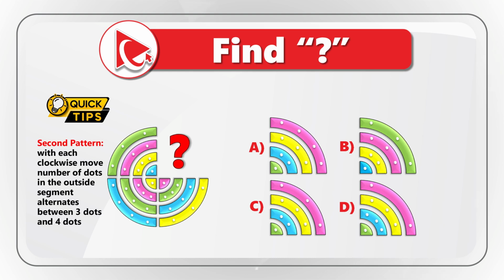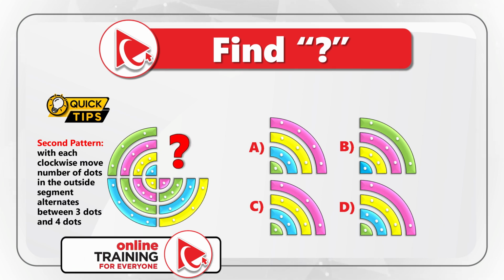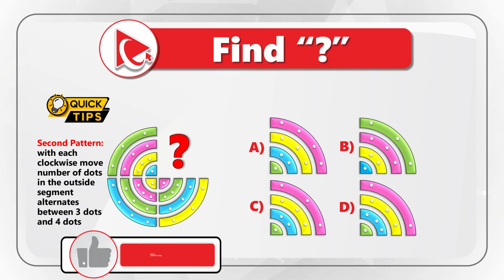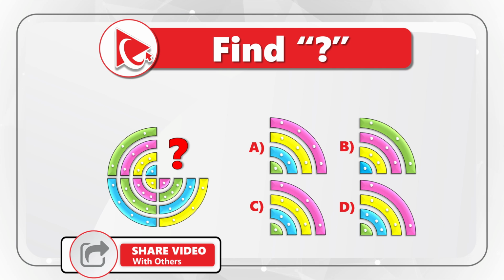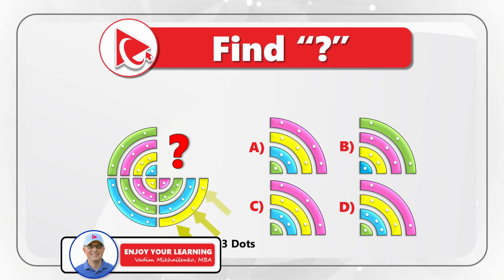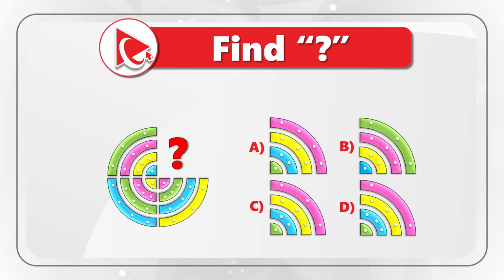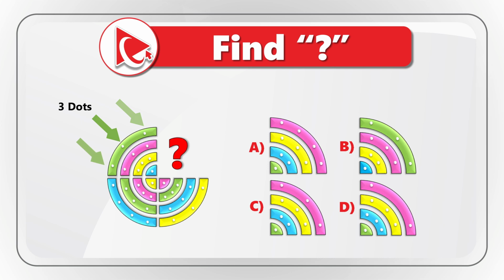The second pattern is that with each clockwise move, the number of dots in each section alternates between 3 and 4, but only on the most outside segments. Let's take a close look. If you look at the yellow segment at 5 o'clock, you see that there are 3 dots. Then we move to the 7 o'clock segment, and you see that the blue one has 4 dots. Next one, the green segment, has 3 dots again, which means that the missing section should have 4 dots.